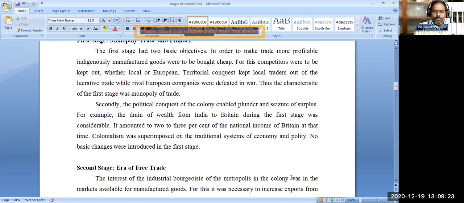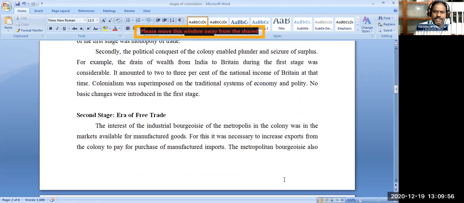Secondly, the political concept of colony enabled plunder and seizure of surplus. For example, the drain of wealth from India to Britain during the first stage was considerable, and it amounted to 2 to 3% of the national income of Britain at that time. Colonialism was superimposed on traditional systems of economy and polity. No basic changes were introduced in the first stage.